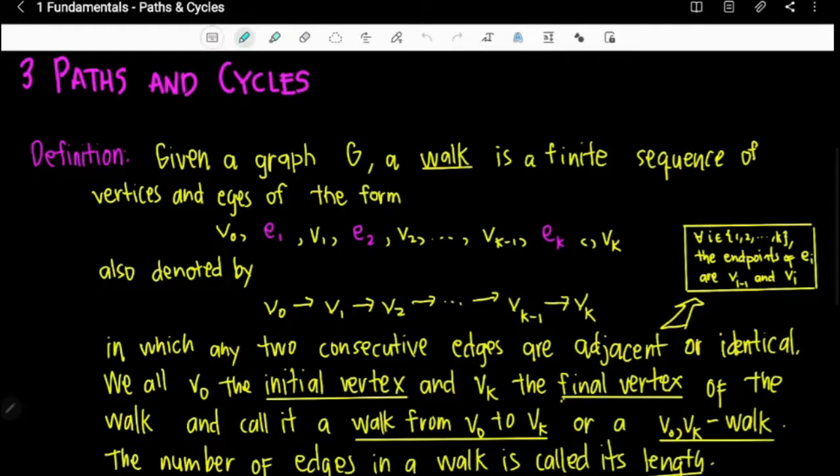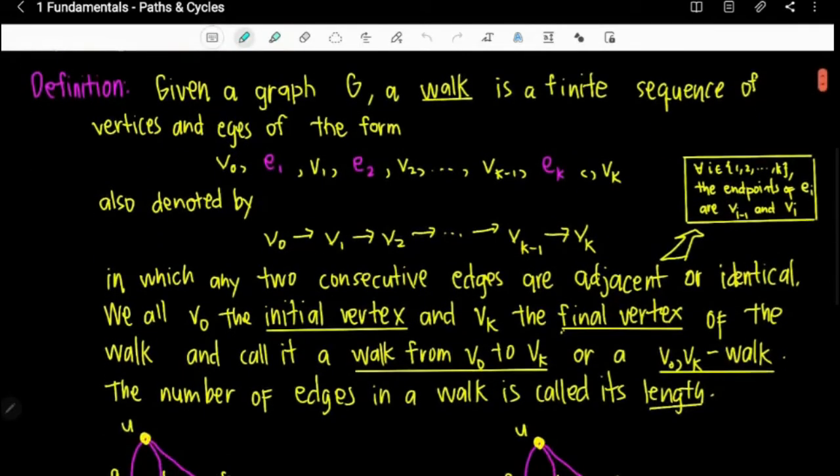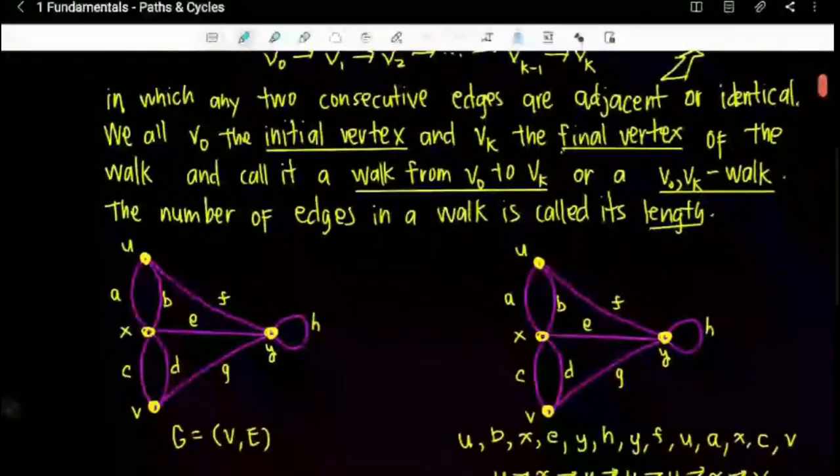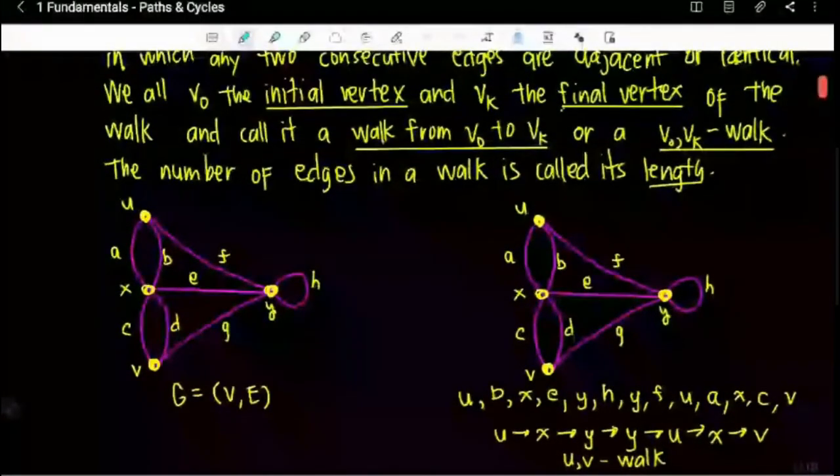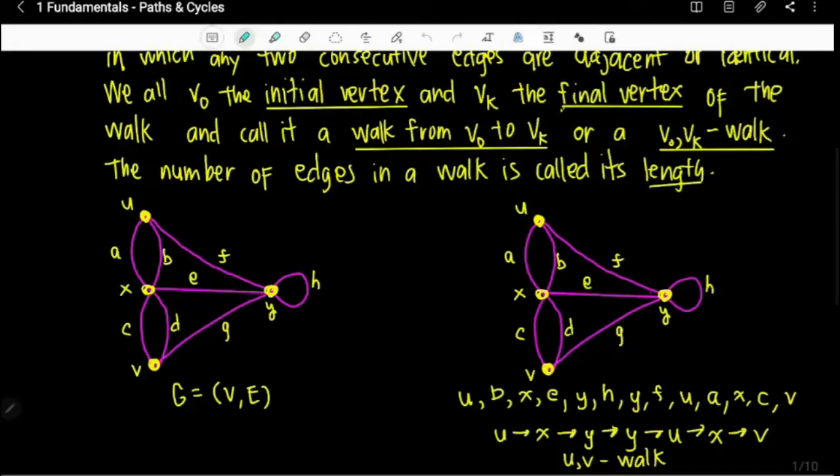Yan. So we call the V sub 0 as the initial vertex and V sub k as the final vertex of a walk. So sometimes we call it a walk from V sub 0 to V sub k, indicating V sub 0 and V sub k as the initial and the final vertices, or simply a V0 VK walk. So that's how we abbreviate a walk. So the number of edges in a walk is called its length. So pagka naka 7 edges ka, then that's a walk of length 7.